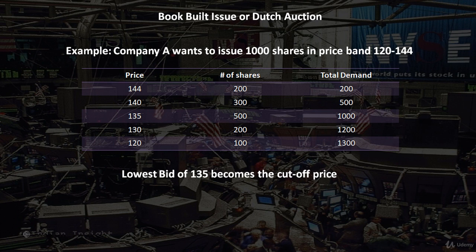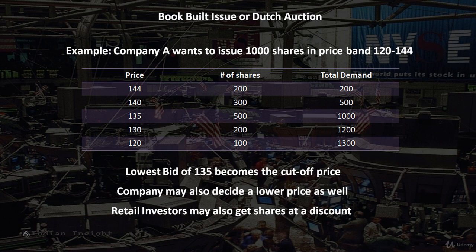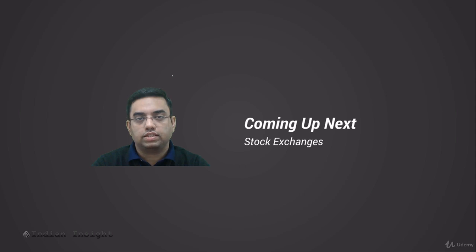For the benefit of the investors, the company may also choose to decide the cutoff price at a lower price than the price at which the issue is subscribed. Sometimes companies also have a clause for retail investors to be allotted shares at a discounted price. With this, we have covered how pricing works in the primary market and the secondary market. In the next video, we are going to understand stock exchanges.